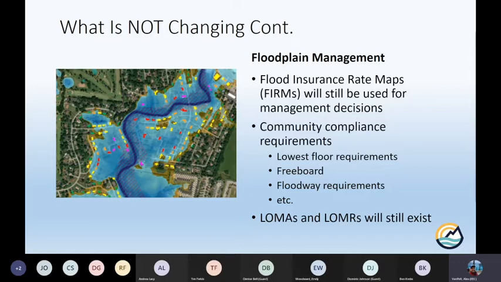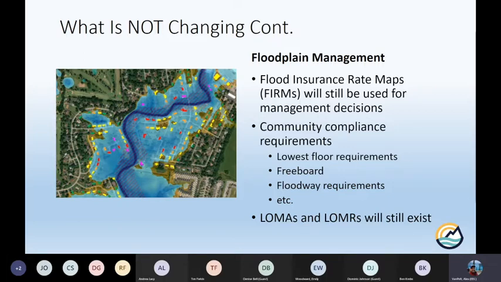Your community compliance requirements are all going to be staying in place. So you still have to build your lowest floor at or above BFE. If your community has a freeboard requirement, that's still going to stay the same. Floodway requirements as far as no rise and engineering analysis and things like that, that's not going away. So a lot of the standards that you guys are implementing day in, day out are not going to go away.